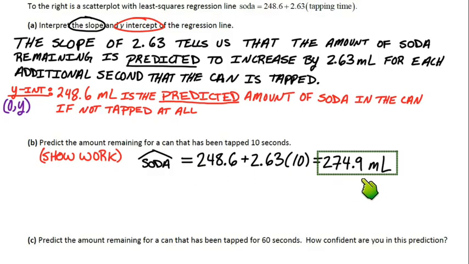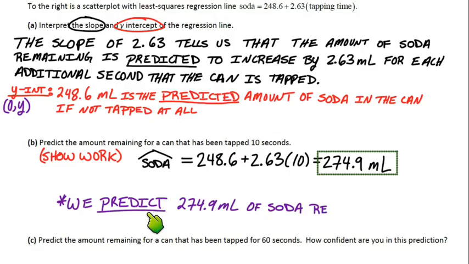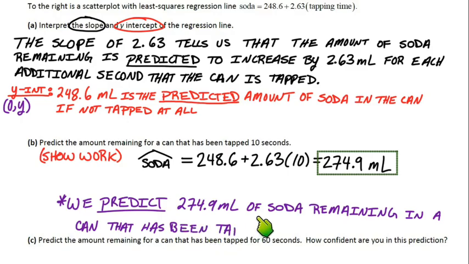What did we just find? What is this 274.9 representing? That's the predicted amount of soda left if you tap the can for 10 seconds. So we predict, and notice I underline and emphasize that again, we predict that this much soda is left in a can that has been tapped for 10 seconds.